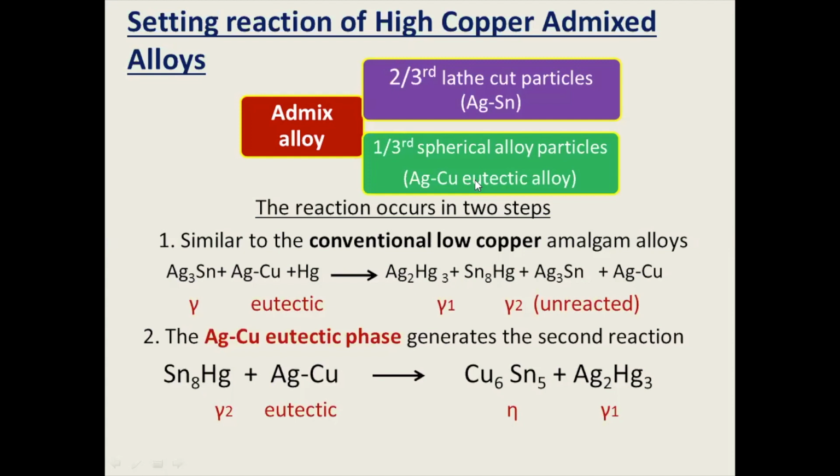This can be an MCQ question. The most common example of eutectic alloy is silver copper. Now, silver copper is stronger and acts as a filler and increases the strength.